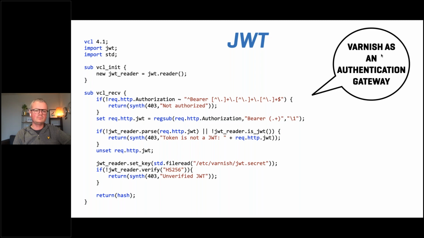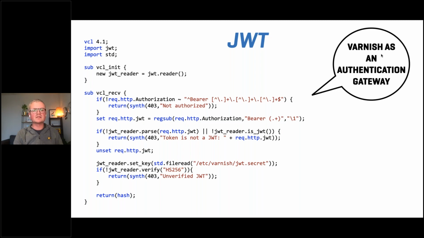So as soon as the client sends a request, Varnish can either continue the request handling, or it can just reject it if the JWT check is not successful. So that's one of the most powerful examples, I think.